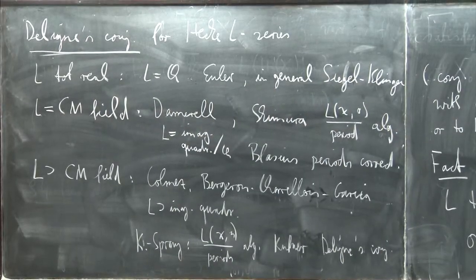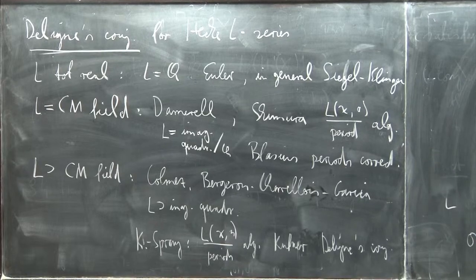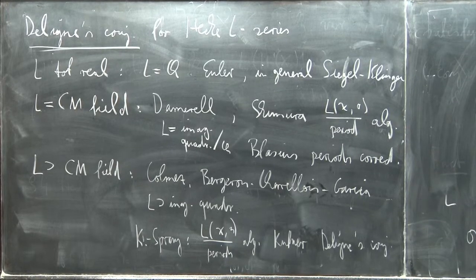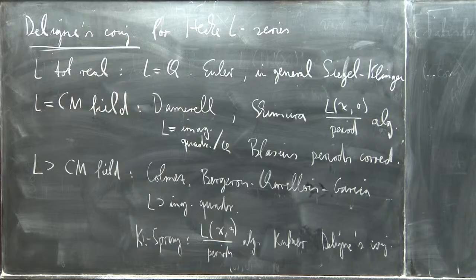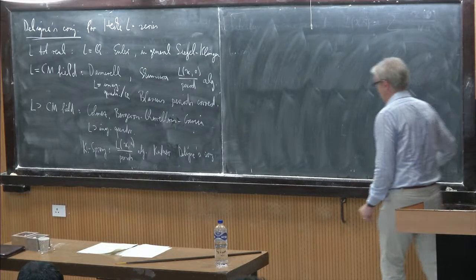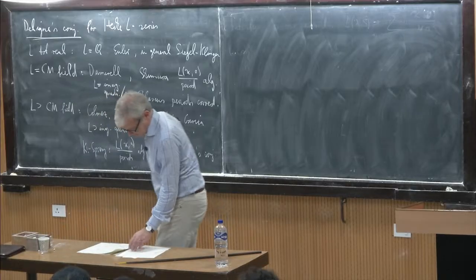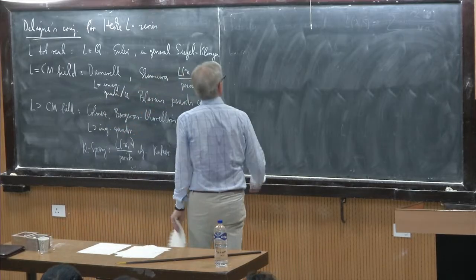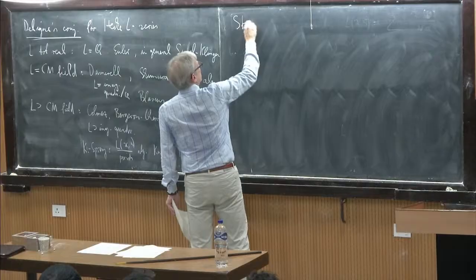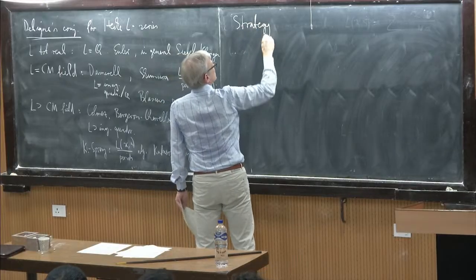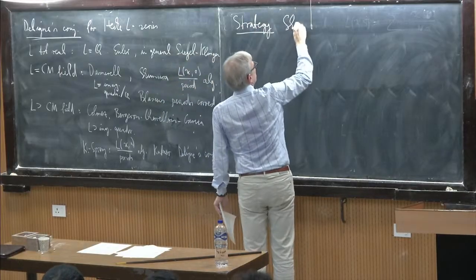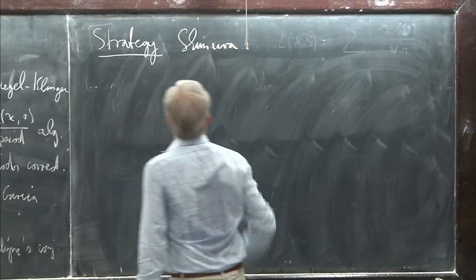Let me say why this has taken so long to complete after this fundamental work of Shimura and Blasius. Well, this was more than 40 years ago. And so what is the strategy of Shimura? The strategy of Shimura is the following.